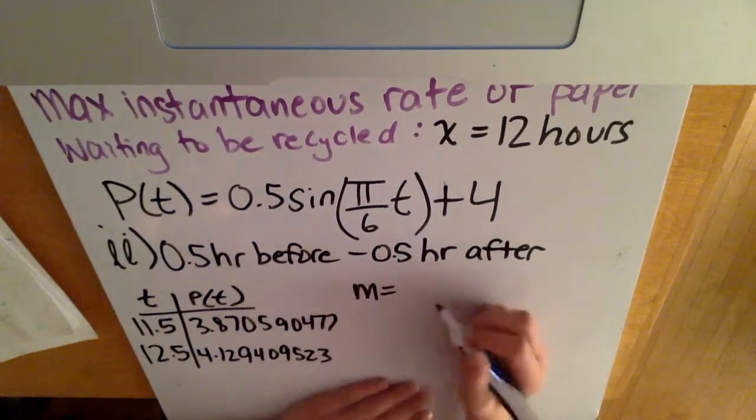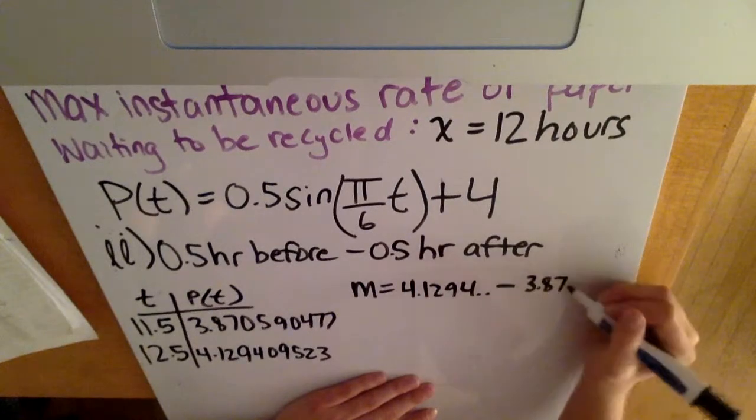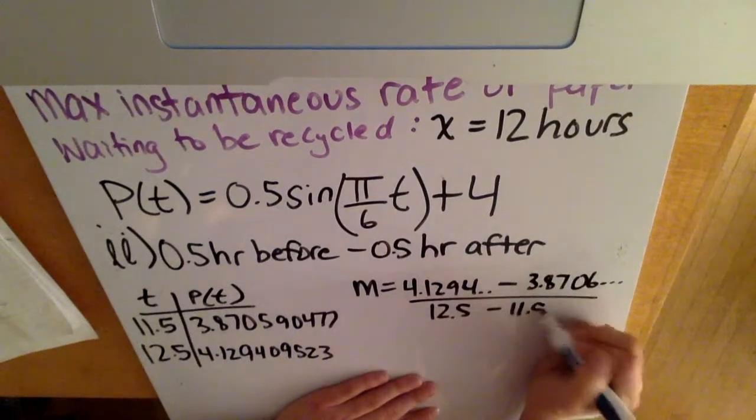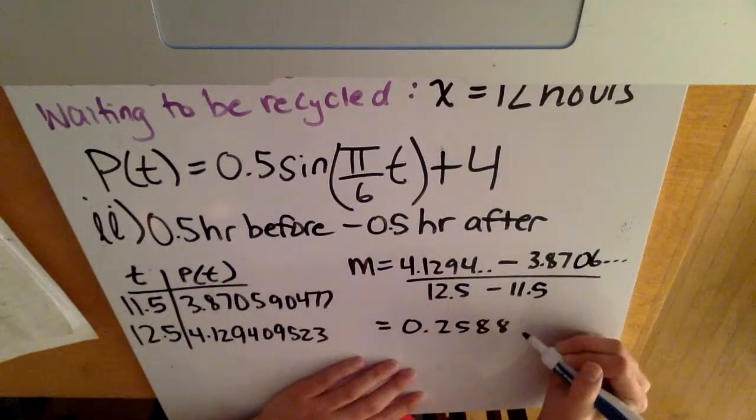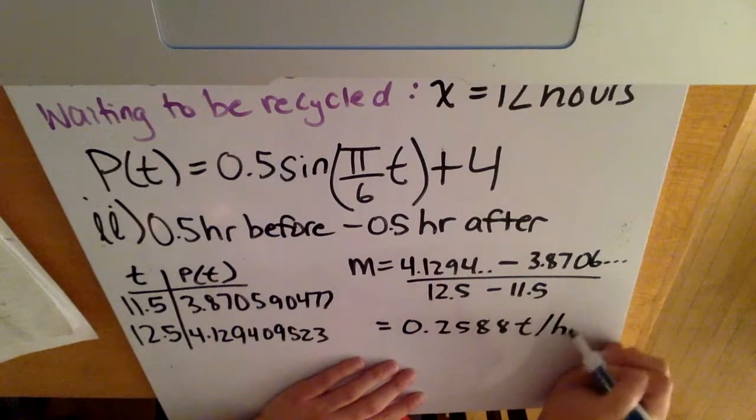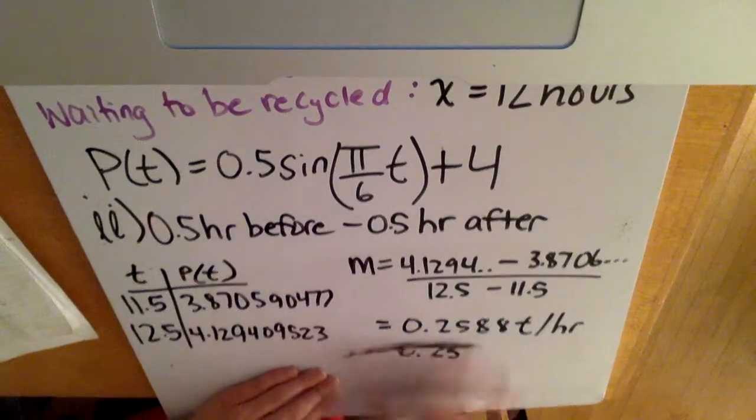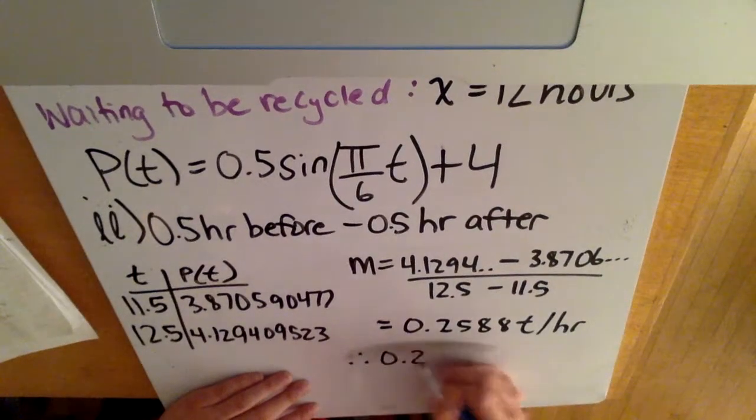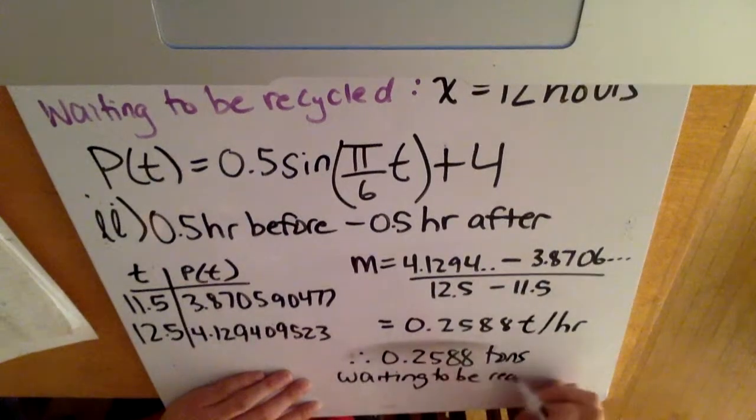And again, we'll do the slope calculation, pt2 minus pt1 over t2 minus t1. You're going to solve that, and you are going to get a rounded value of 0.2588 tons per hour. In the context of this question, this means that 0.2588 tons are waiting to be recycled per hour.